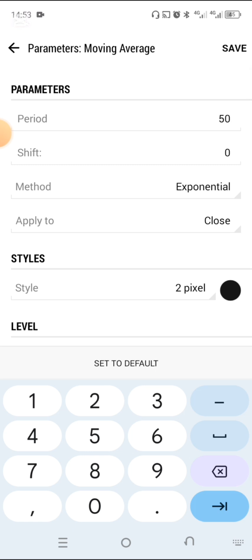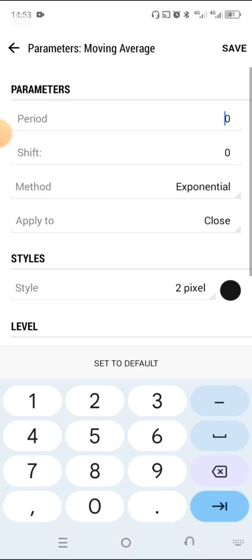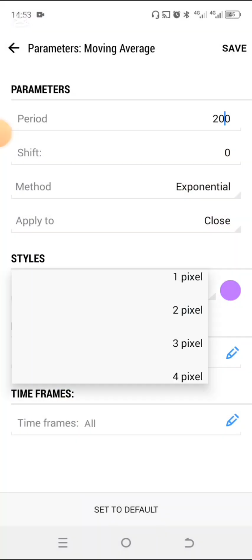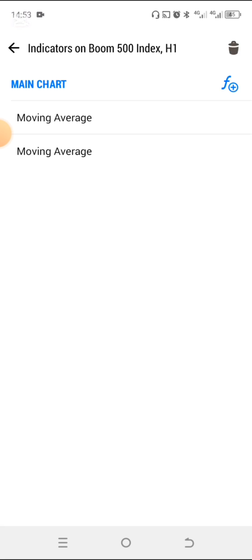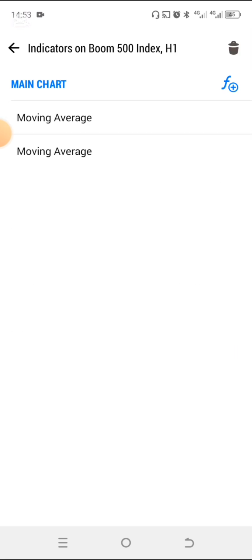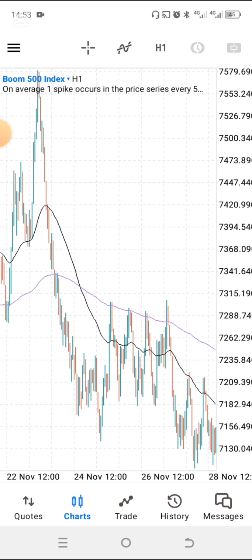I'm just gonna leave it as black, right? And then the 200 moving average, those are the two that I use. The 200, I usually use it as purple, and 1 pixel. I don't like it to be so thick on my chart. I want to see my candlesticks clearly, so I don't like the moving averages to be so thick.